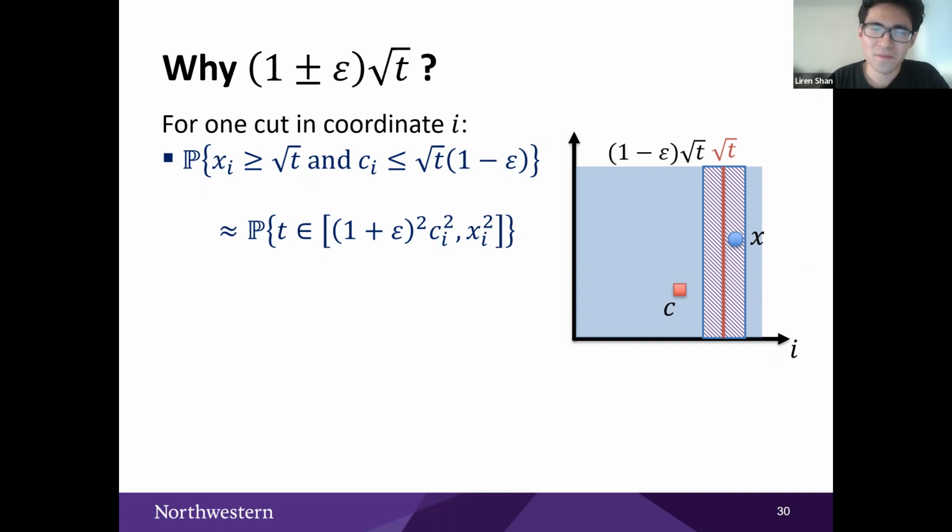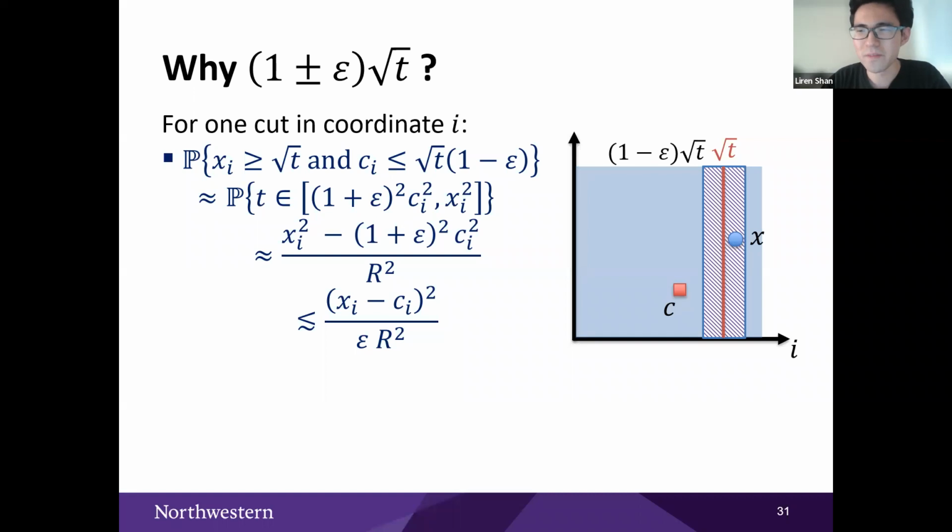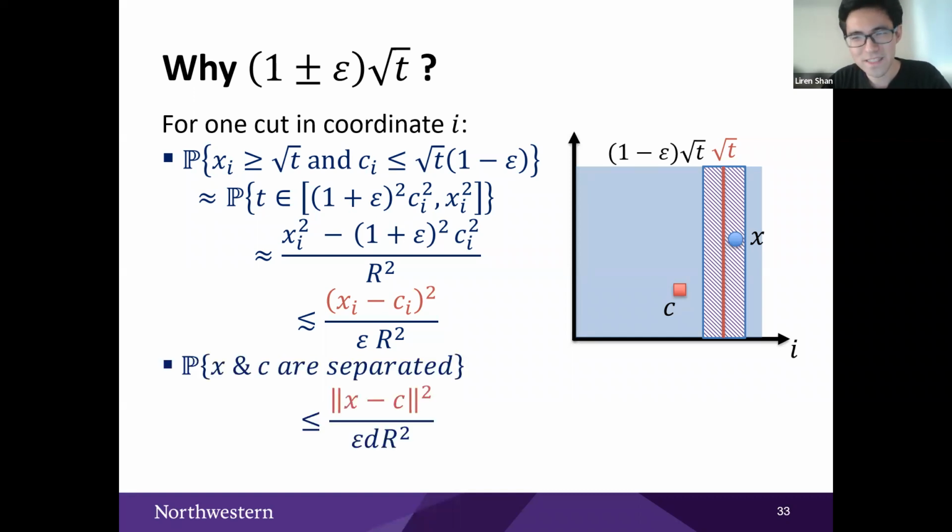So here, consider we pick one cut in coordinate i. Due to this buffer zone idea, x and c are separated if and only if x_i is greater than square root of t and c_i is less than 1 minus epsilon times square root of t. The most important observation here is that, by some calculation, this separation probability is upper bounded by (x_i minus c_i) squared divided by epsilon times R squared. By combining all coordinates, the probability of separating x and its closest center c is proportional to the squared distance between x and c.